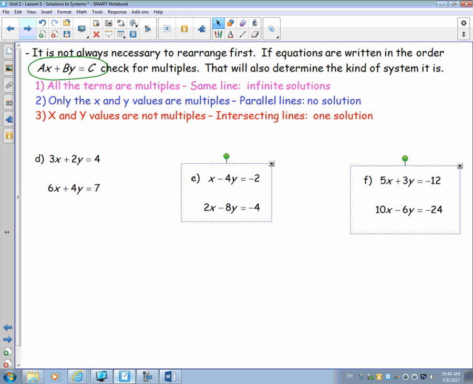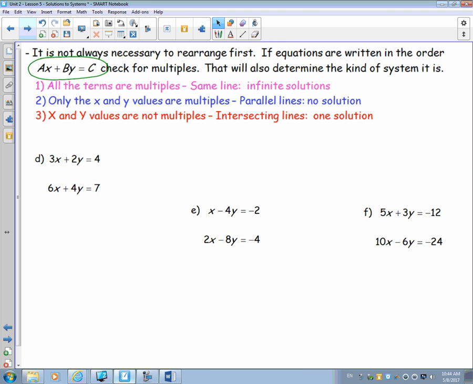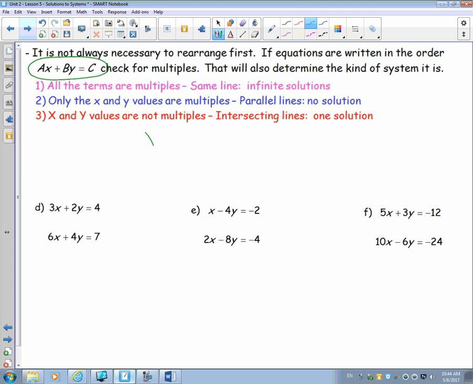And when you look at your multiples, you're looking at your x and your y values, first of all. So for example, if I had x plus y equals 4, and I notice that all of my things are multiples. In other words, I have 2x, I doubled the x, and 2y, and 8. I doubled everything. This times 2 gave me this. Well, that would be the same line. It's got infinite solutions. It's just a different version of that line.